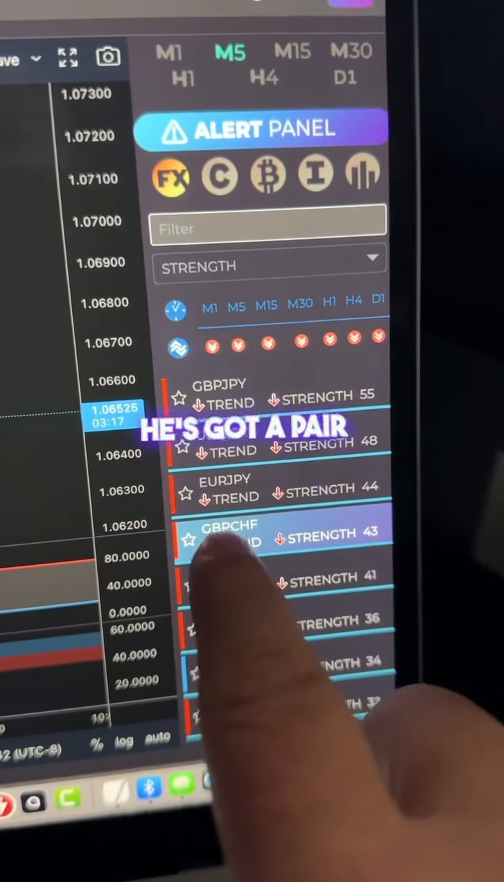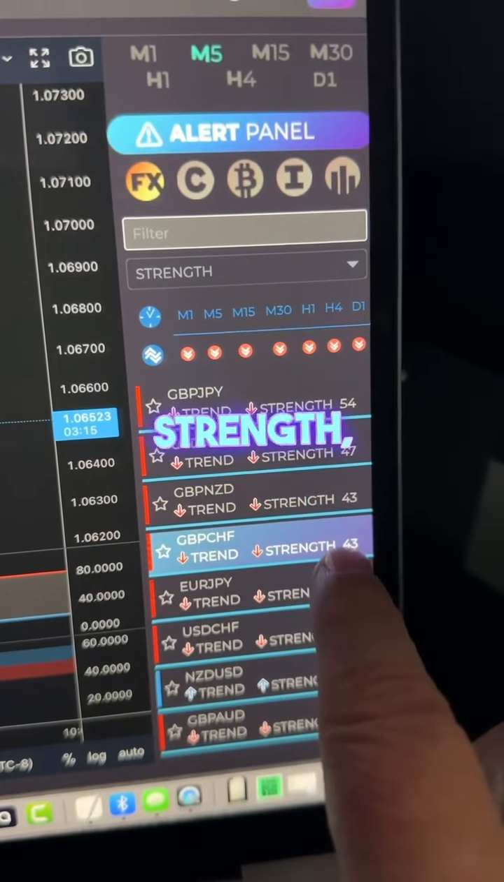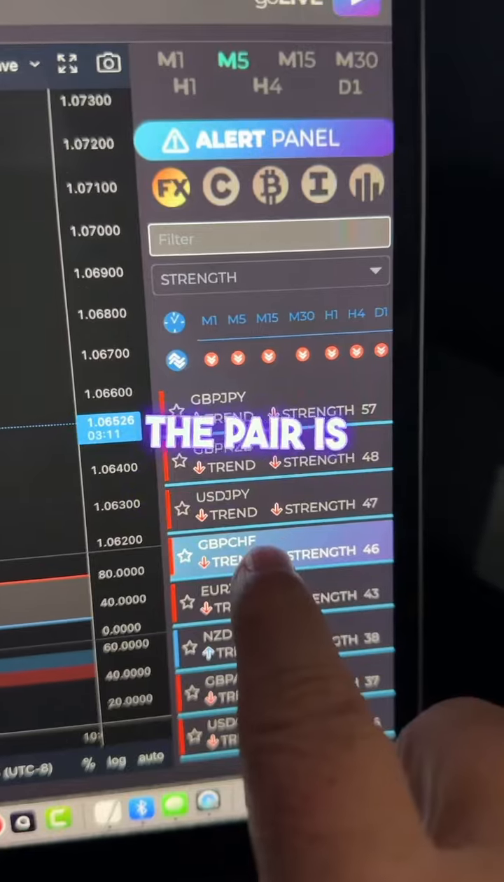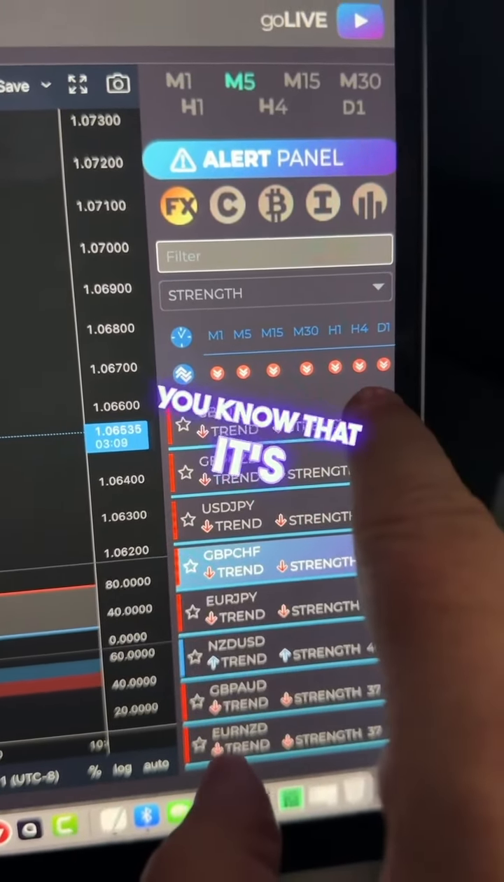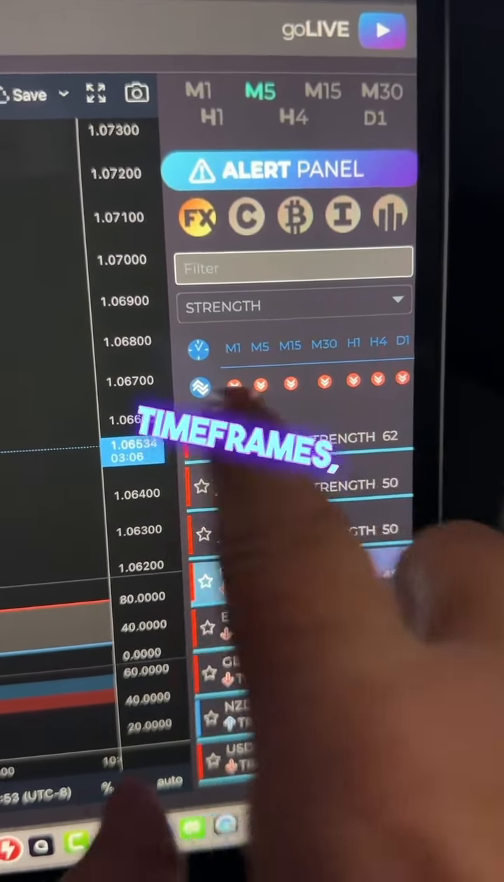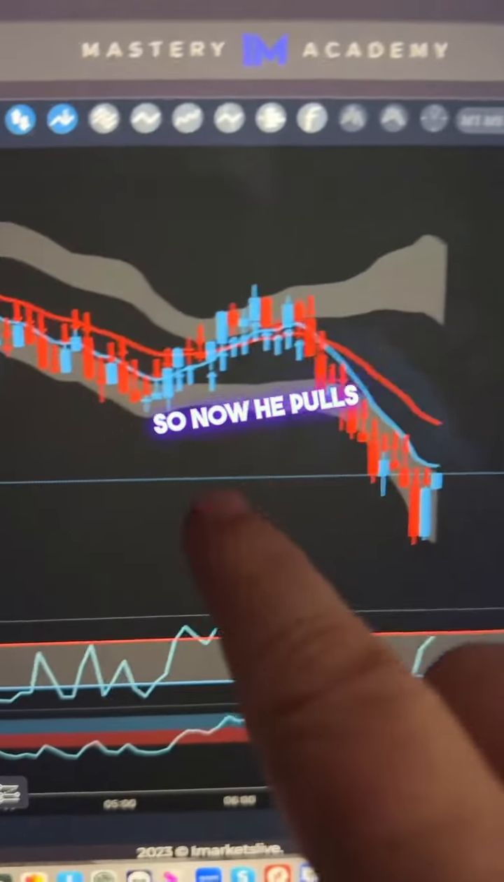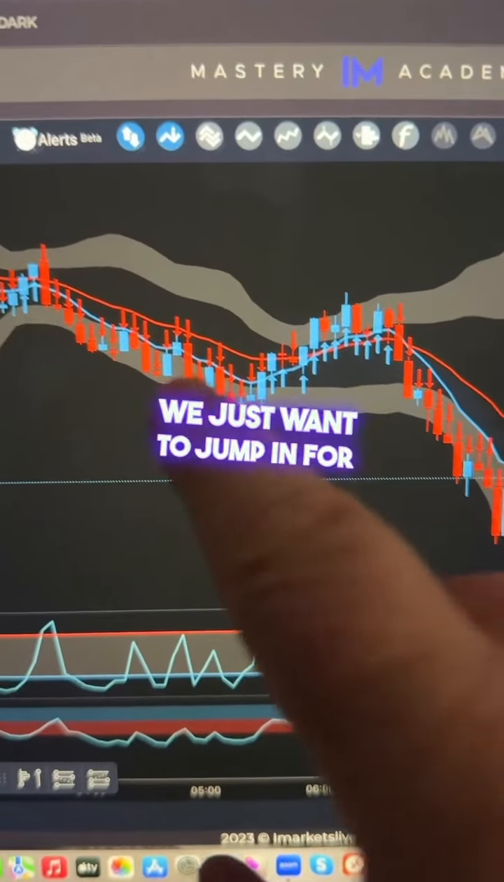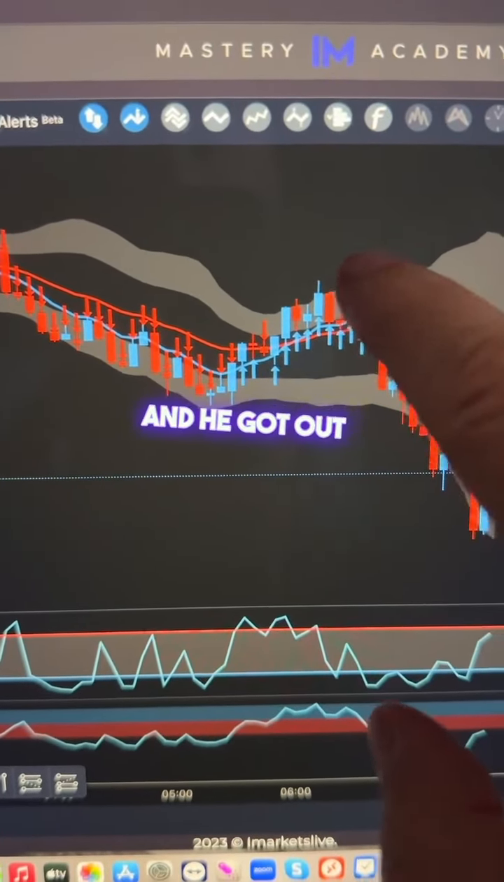So now he knows he's got a pair with great strength, like anything over 30 is moving, right? So you know the pair is moving, you know that it's trending in all time frames, and you know which direction. So now he pulls it up. What he did is wait for the pullback, right? Because we know the direction, we just want to jump in for the ride. So it pulls back, and he got on this move.